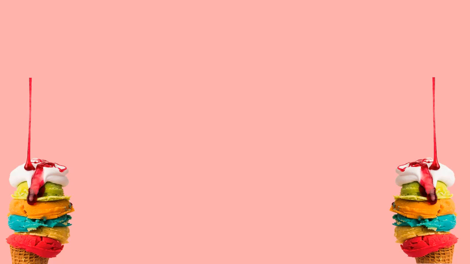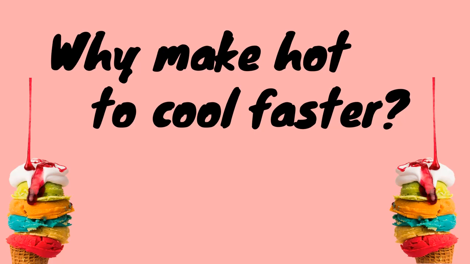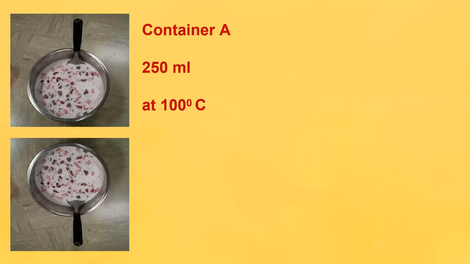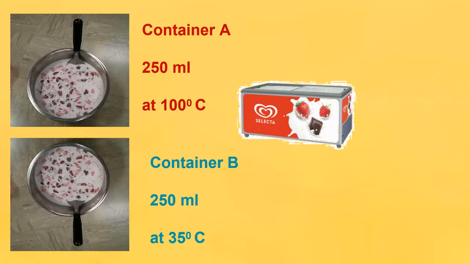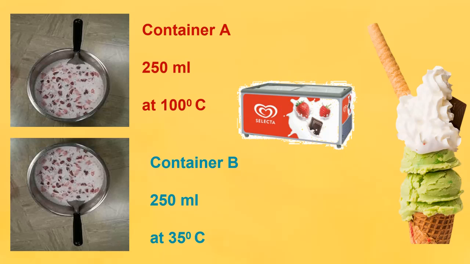Hi friends, this is the new video of Y series: Why Make Hot to Cool Faster. Let's take a container A which contains 250 ml of milk at 100 degrees centigrade, and another container, container B, that also contains 250 ml of milk but at 35 degrees centigrade. You put both containers in the freezer to convert them into ice cream.